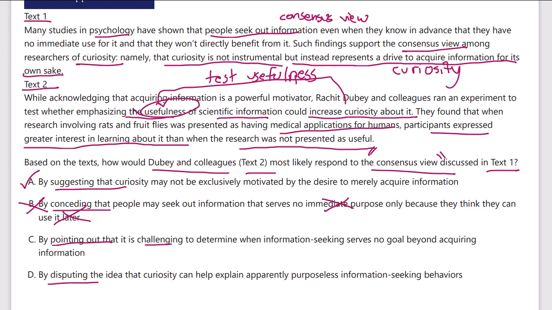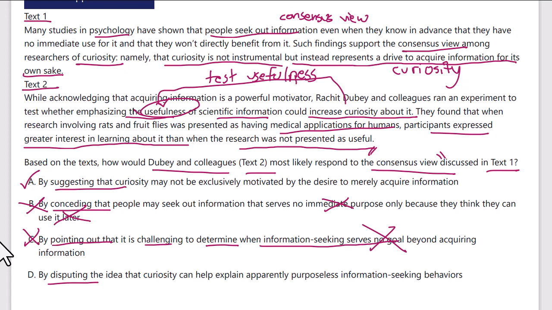Wrong idea. C, by pointing out that it's challenging to determine when information seeking serves no goal beyond acquiring information. That just sounds like a whole bunch of garbledygook. That's not right. Well, no, they kind of set up an experiment where they created a scenario where seeking information served a goal, that is, it was useful, and ones where it didn't. So I think this is just wrong. D, by disputing the idea that curiosity can help explain apparently purposeless information seeking behaviors.